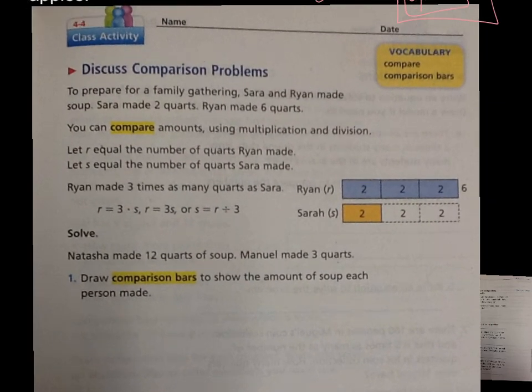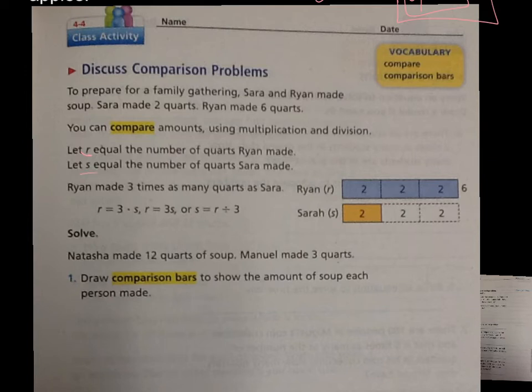It says, to prepare for a family gathering, Sarah and Ryan made soup. Sarah made 2 quarts, Ryan made 6 quarts. You can compare the amounts using multiplication and division. Let the R equal the number of quarts Ryan made, and let the S equal the number of quarts Sarah made.